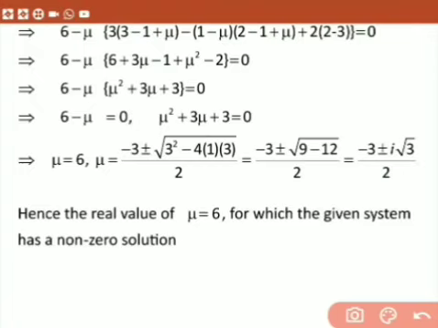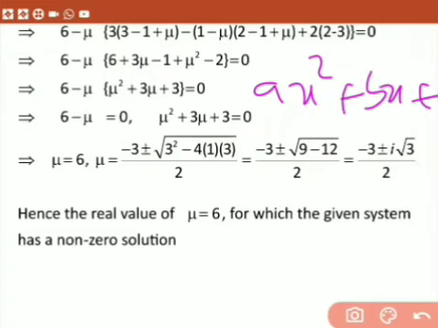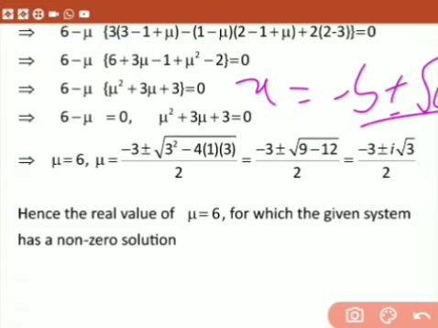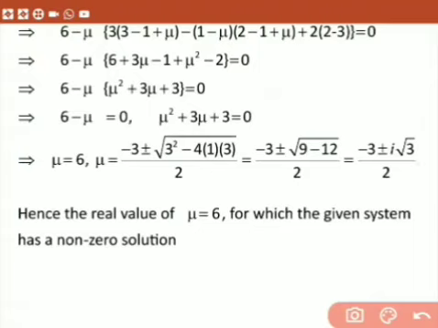So for that, this is in the form of ax square plus bx plus c equal to 0. This is a quadratic equation. After applying Sridhar's rule, we know how to solve this. x is equal to minus b plus or minus under root of b square minus 4ac divided by 2a. Using this formula, mu is equal to minus 3 plus or minus under root of 3 square minus 4 into 1 into 3, divided by 2, and after simplification it equals minus 3 plus or minus i root 3 divided by 2.